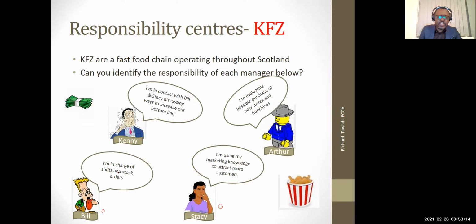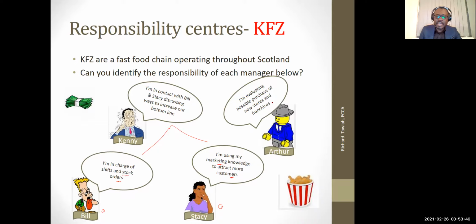Let's look at the roles of Bill. Bill says, I'm in charge of shifts and stock orders. Shifts and stock orders, production shift, labor shift, and stock orders. I'm using my marketing knowledge to attract more customers. Can you see where this guy is? Marketing, to attract more customers. And this guy says, I'm in charge of the stock orders. And this guy controls both. So more or less, they liaise with him. Where would this guy fit?